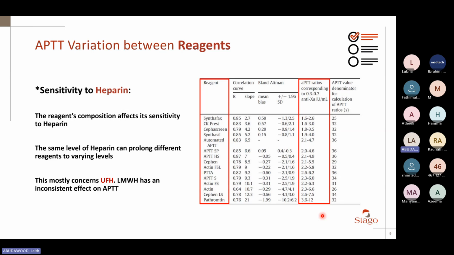That's why I can never use APTT to quantify low molecular weight heparin. I cannot use it to quantify fondaparinux. Again, fondaparinux is a type of heparin, because fondaparinux generally has no impact on APTT. Only unfractionated heparin has a predictable effect on APTT. That's why people used to use APTT for unfractionated heparin monitoring and quantification. Okay? And this is a very important point.